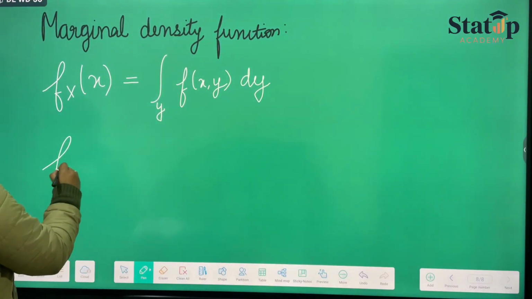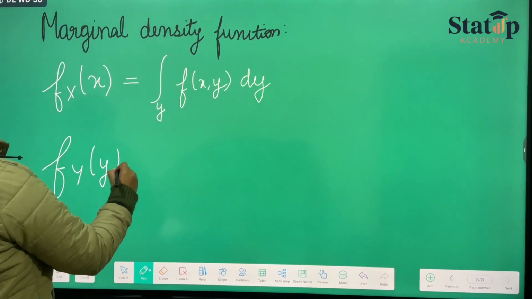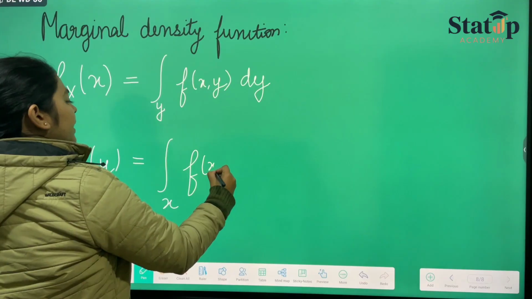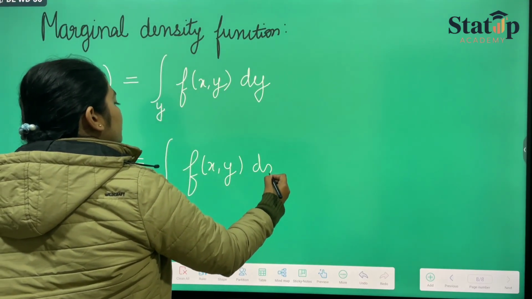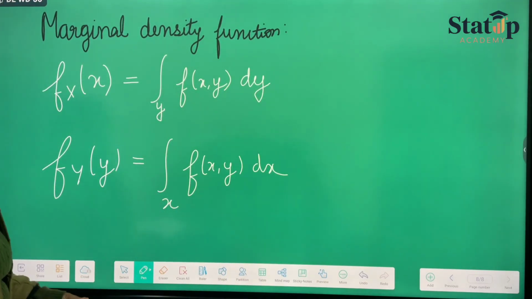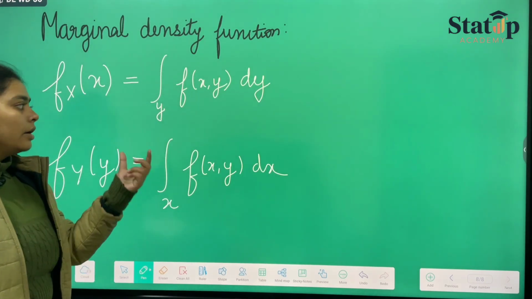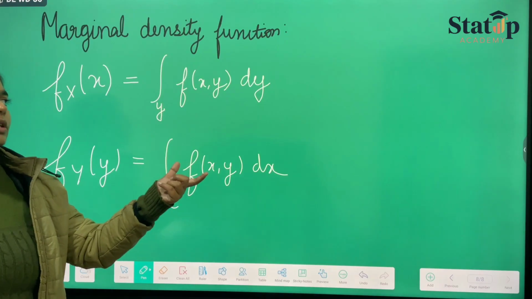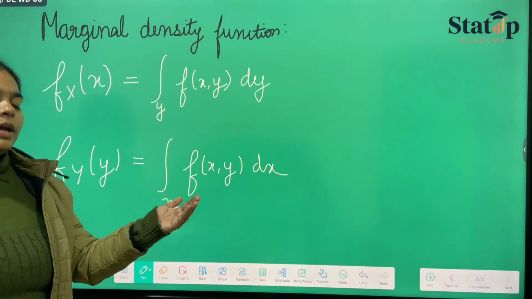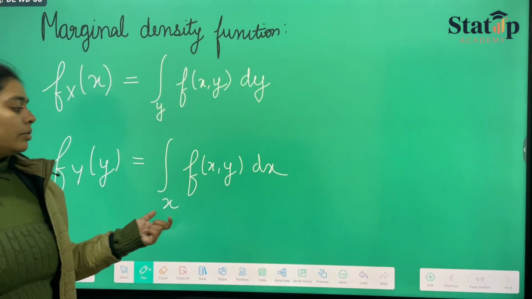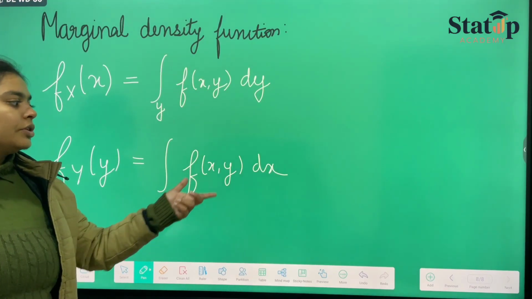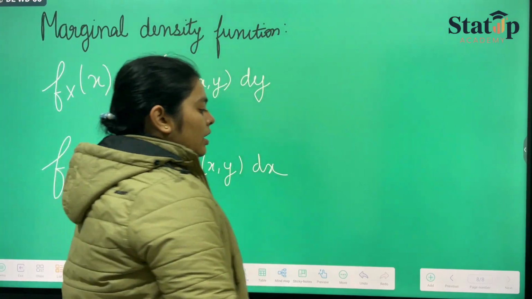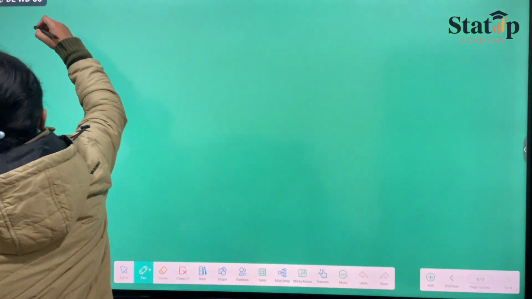If we have to calculate the marginal density function of y, then it will be the integration with respect to x of f x y dx. You just have to know that if you have to calculate for x, then the integration will be with respect to y, and if you have to calculate for y, then the integration will be with respect to x. Similarly, the marginal mass function.